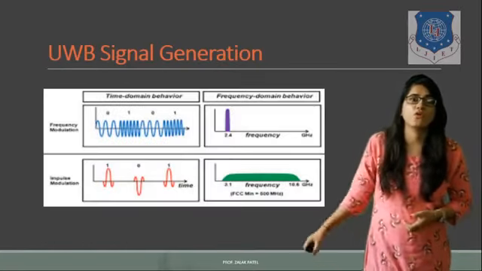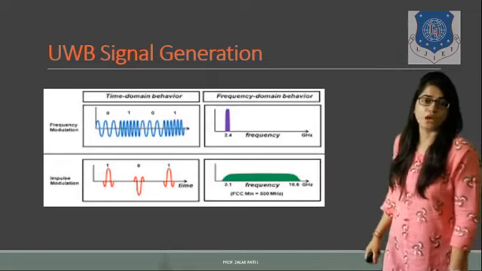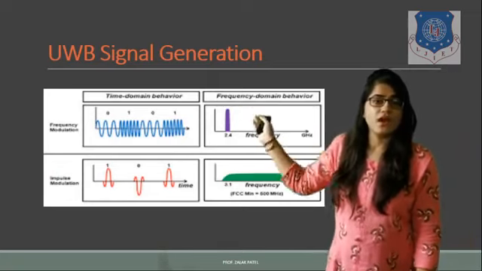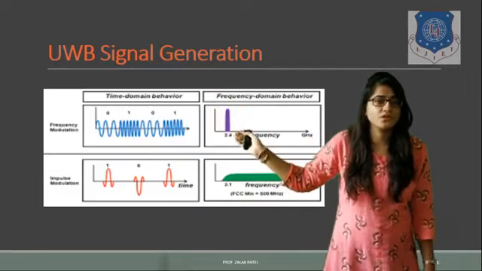So if you want to generate the UWB signal, the block diagram will look like this. Here two diagrams will be shown. Here first shows the frequency modulation.